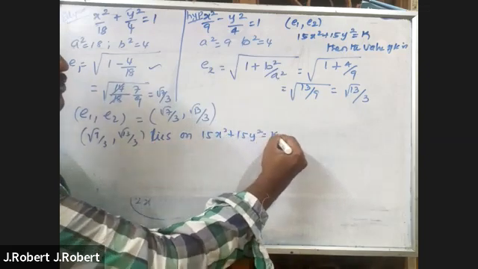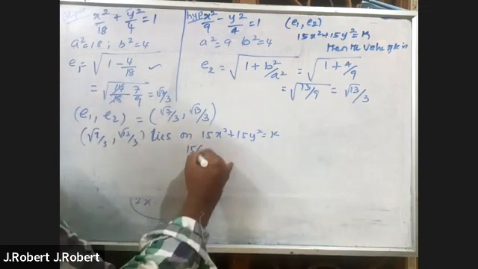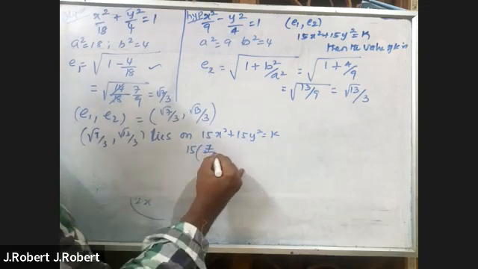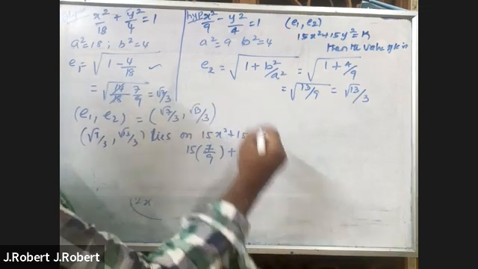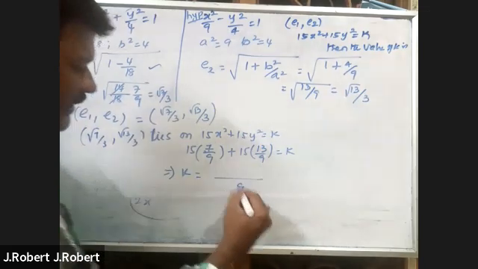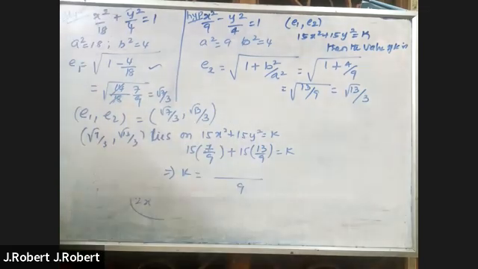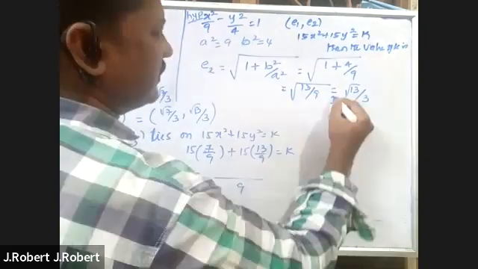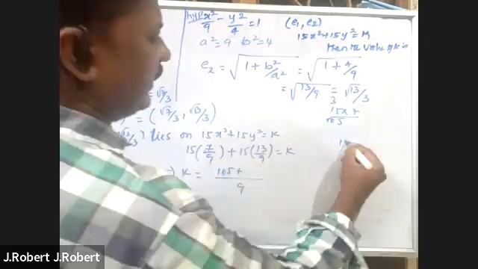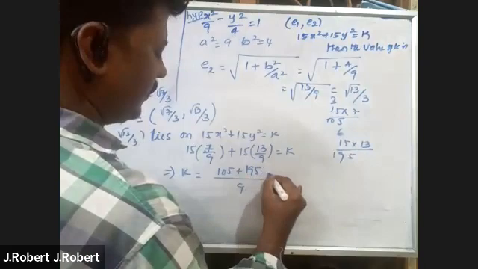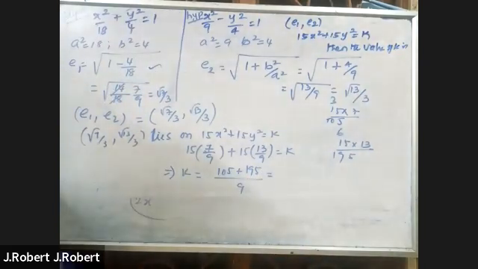It lies on which ellipse? 15x square plus 15y square is equal to k. Now substitute into x square: instead of x, root 7, 7 divided by 9, plus 15 into root 13, 13 divided by 9, is equal to k. So from this, k is equal to, taking LCM 9, 15 7s are 105. 15 into 7, 7 5s are 35, 7 ones are 7, 105. Similarly, 15 into 13, 13 5s are 65, 6, 195.